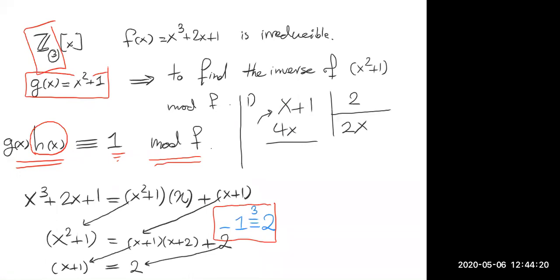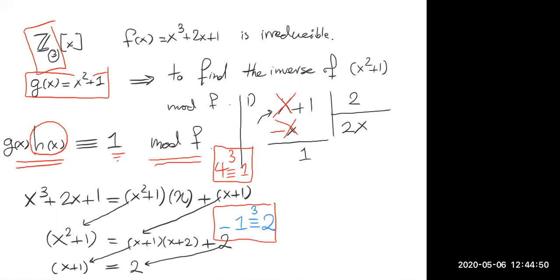And in Z3, 4 is equivalent to 1. So 4x is equal to just 1x. So 4 is equal to 1, so I can erase 4 and just write 1x. And when I change the sign, x and minus x cancel each other, and only 1 remains.